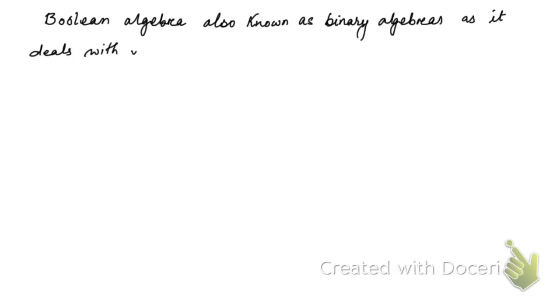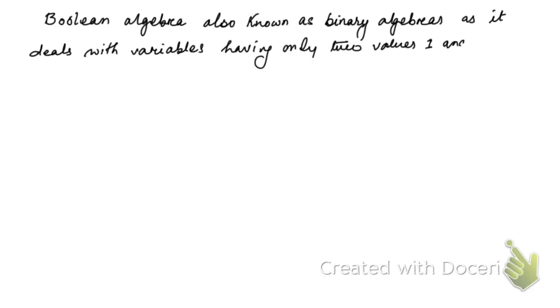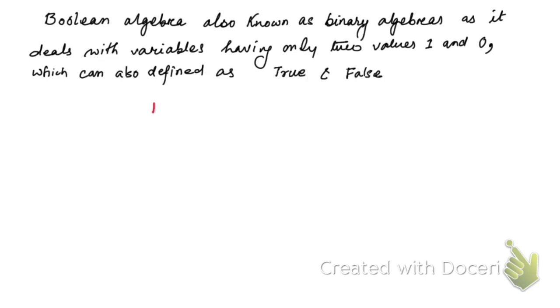Now you see Boolean algebra. Also, you can say it is binary algebra, because it deals with only variables having two values, and those are 0 and 1. So we can represent 1 as true and 0 as false. So 1 is taken as true and 0 is taken as false, right?